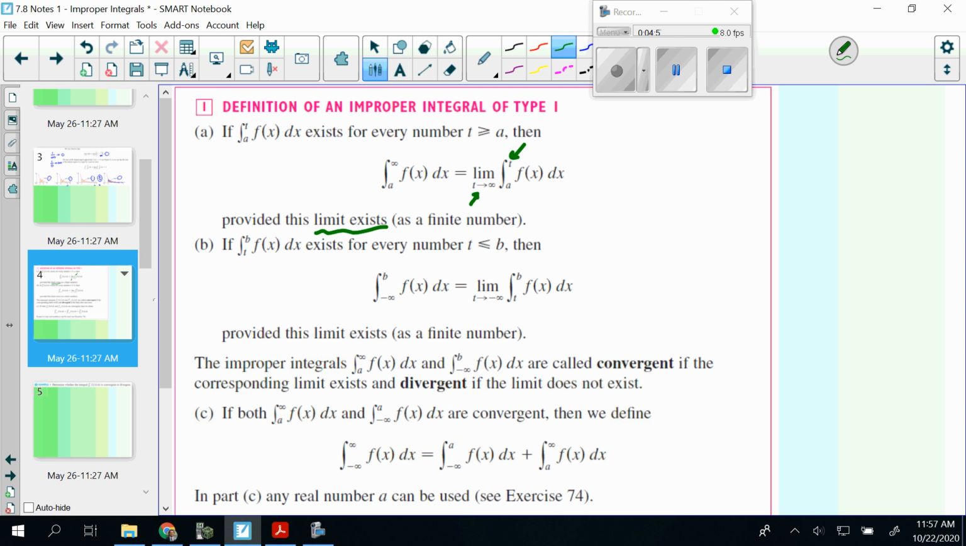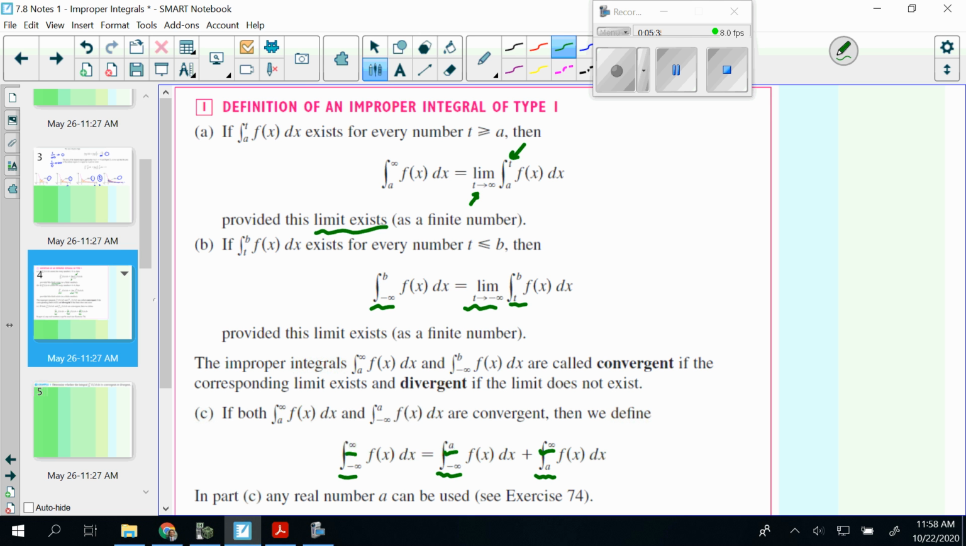You can do it with negative infinity too. If it's negative infinity, then we're replacing that again with a variable and doing the limit as you approach negative infinity. On ones that have infinity on both, so you've got negative infinity and positive infinity, then we have to split that up. So we're going to take a number in between and have this go from negative infinity to that number, and then add it to another one where it's that same number to infinity.